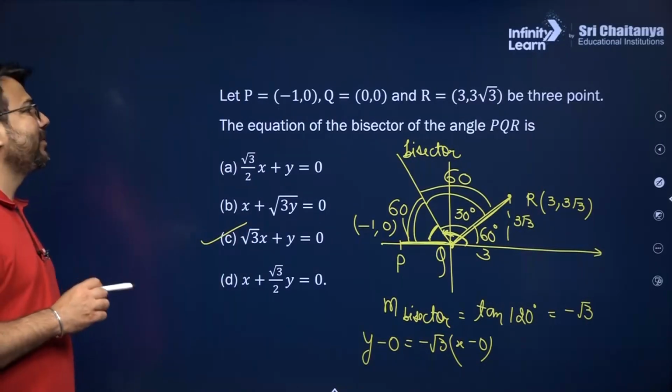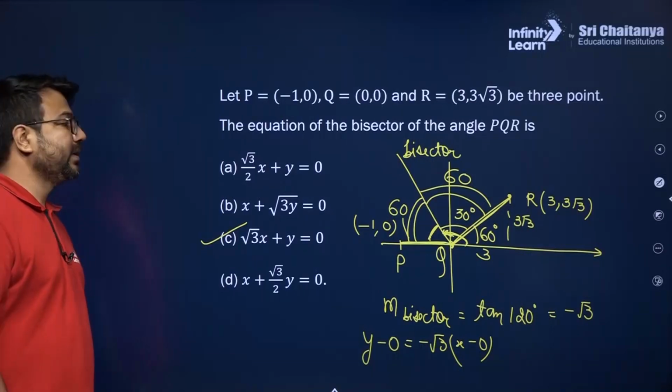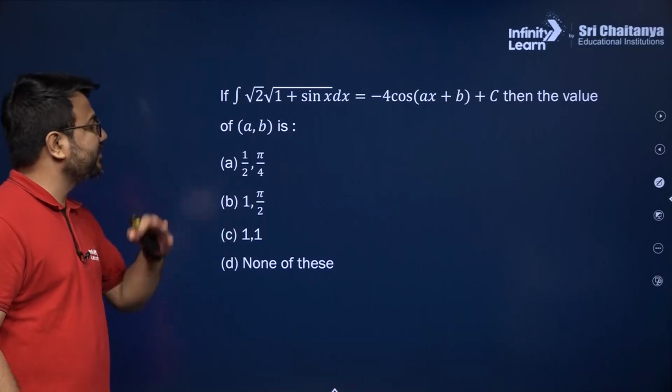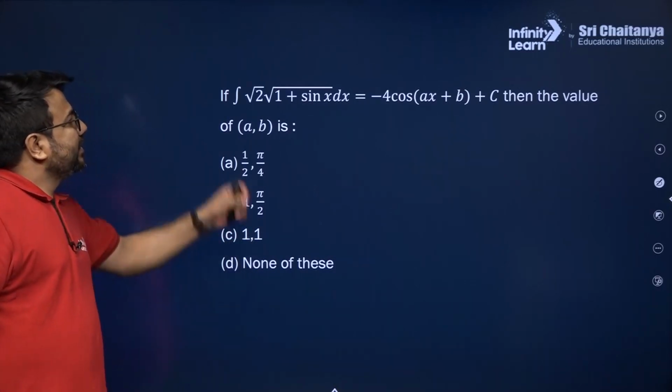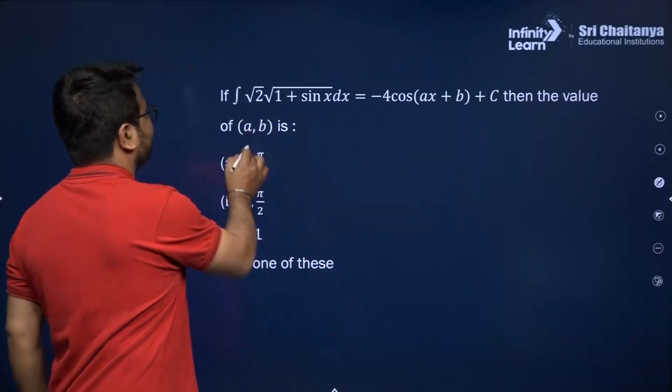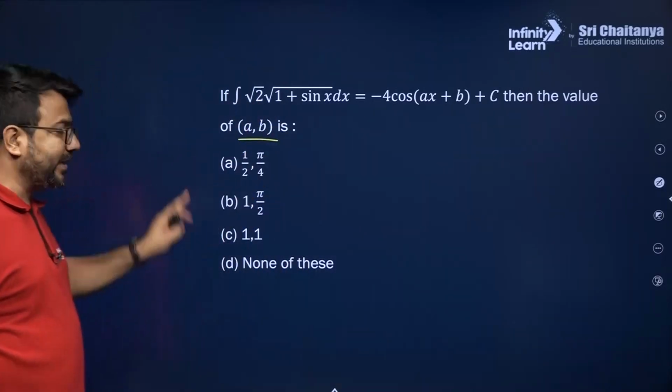That is why C option will be the final answer for this question. I hope you are able to understand this. Moving ahead to the next question, which is based on integration. This integration is equal to this. Then the value of small a comma b is what? We need to find the answer.